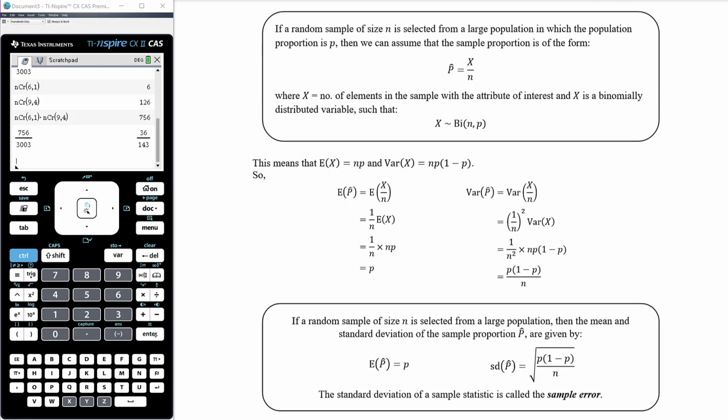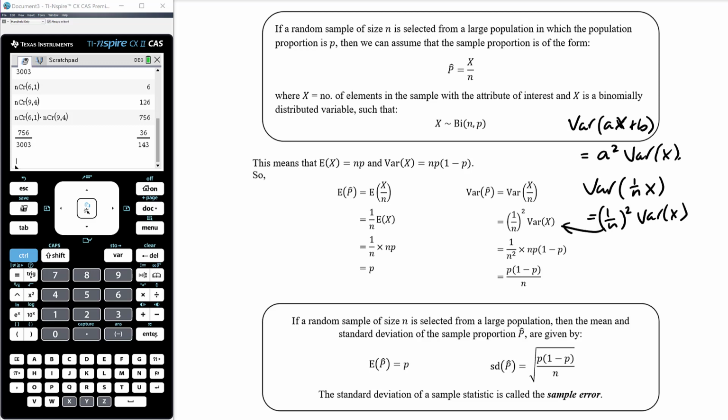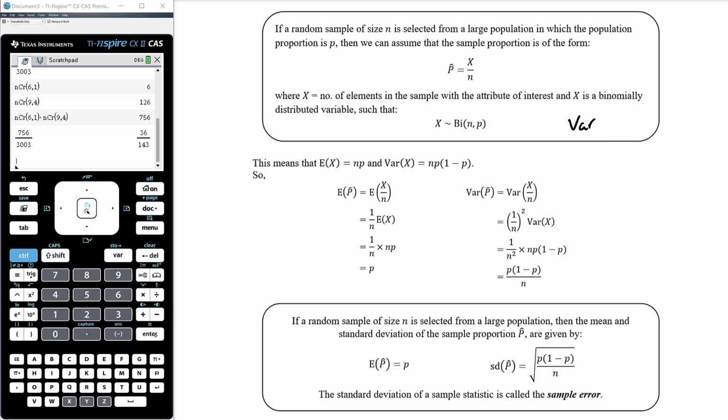Similarly, for the variance of p hat, we know, generally speaking, that the variance of aX plus b is a squared times the variance of X. So if we're looking at the variance of 1 on n times X, then that's going to be equal to 1 on n squared times the variance of X. So therefore we've got 1 on n squared times np times 1 minus p, and so that n will cancel with one of those n's, and we've got p times 1 minus p over n as the variance, and therefore the square root of that is the standard deviation.